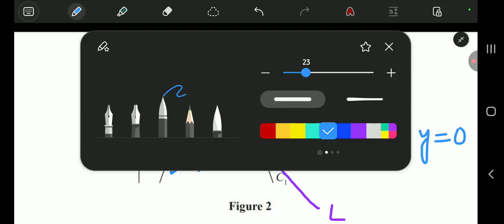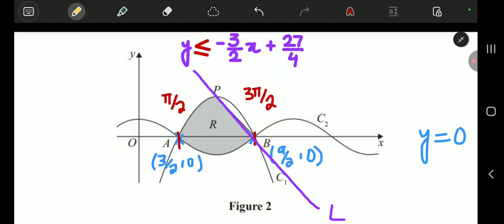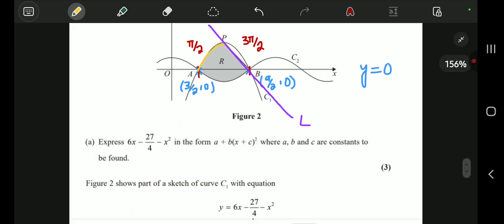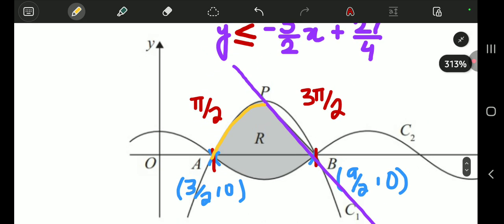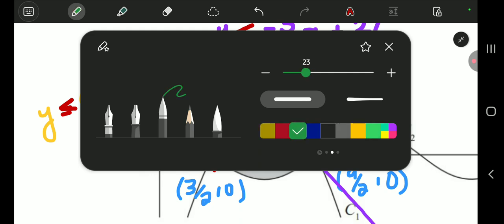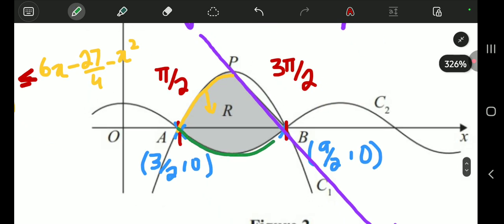Now look at your second curve. Your second curve is this one, and what is the equation of this curve? 6x minus 27 over 4 minus x square is equal to y. From this also, do we need to go down or upwards to get to the region? Yes, our y values will decrease when we go down. So for this one, it will also be less than or equal to. Now let's get to the third curve that is encompassing this region R.